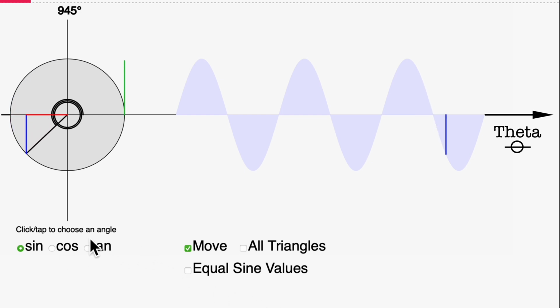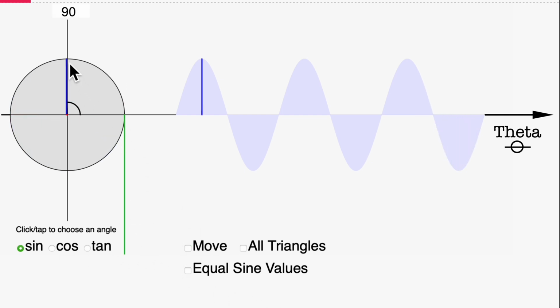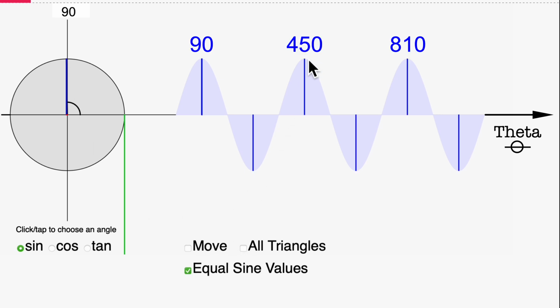Let's look at a set of angles that give the same sine value. For example, sine 90 equals 1, but so does sine 450 and sine 810. Just keep adding 360. This is a critical thing about circular functions. The values for sine x repeat with a fixed period. In this case, the period is 360 degrees.